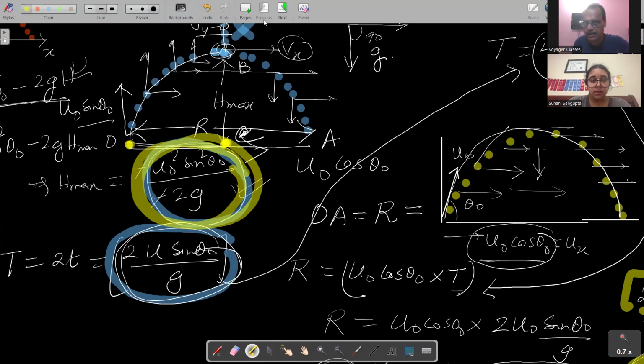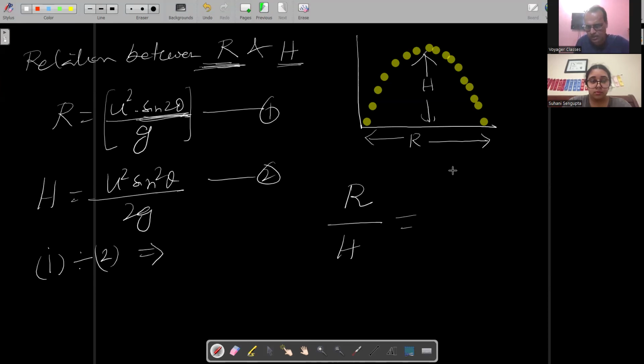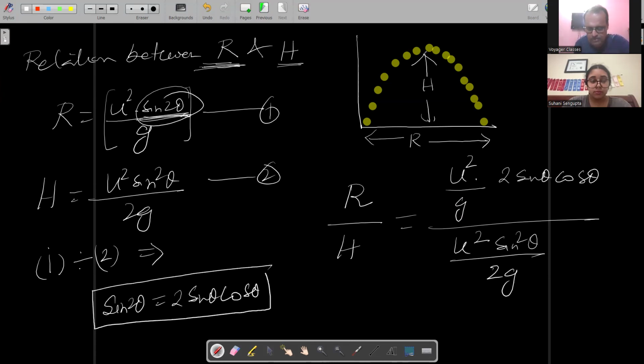Now what exactly are we going to do? Here we have just written these values. Now, the important thing is that we will break this one. So we can write R by H, that means we are dividing. If I divide these, it comes down to u square by g, and here sine 2 theta we are writing as 2 sine theta cos theta, divided by u square sine square theta by 2g. Now check what you have done. This was sine 2 theta, and the value of sine 2 theta we can write as 2 sine theta cos theta. That I already mentioned to you; that is the basic value.